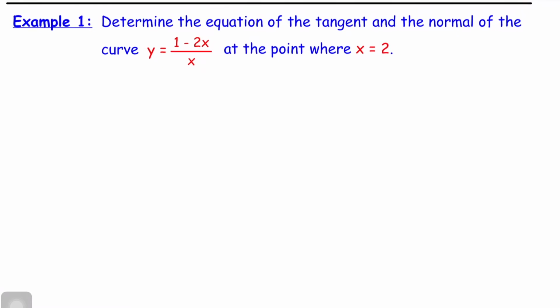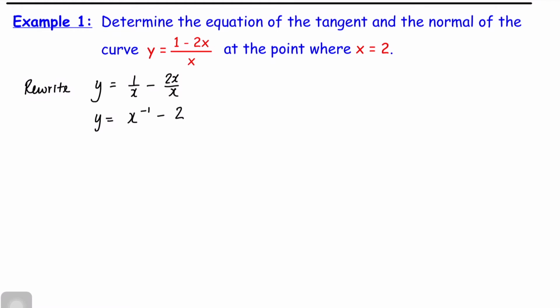So determine the equation of the tangent and the normal of the curve y equals 1 minus 2x over x at the point where x equals 2. Similar to the last lesson in 9C, we know that when the equation of a curve is given in this form, it's difficult to apply the power rule. But what we can do is rewrite the equation using negative exponents because the x in the denominator is a common denominator. So namely, we're really looking at 1 over x minus 2x over x, which results in y equals x to the negative 1 minus 2.